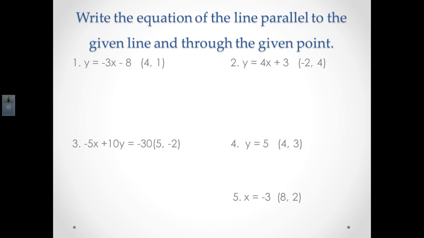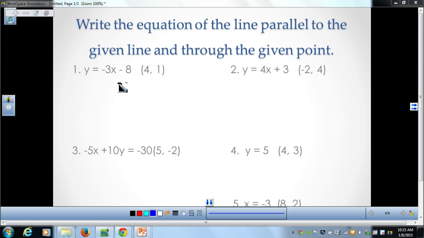So if we take a look at some example problems here, if we look at our first one, we want our new line to be parallel to y equals -3x minus 8, which means that for them to be parallel, we want to have the same slope. And then we want our new line to go through 4, 1. So we need a slope of -3, and we need our new line to go through 4, 1.